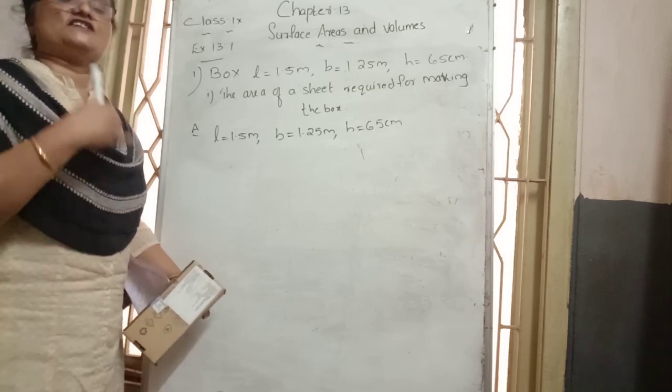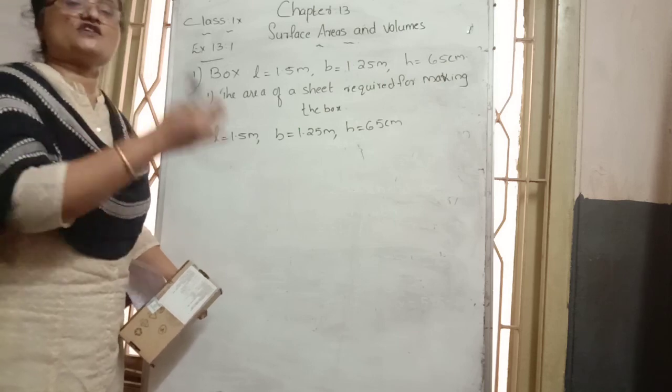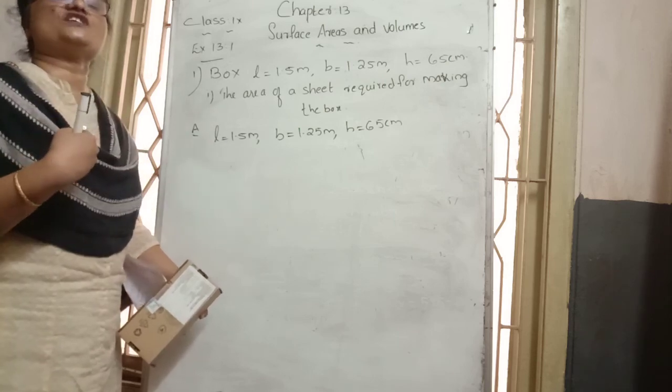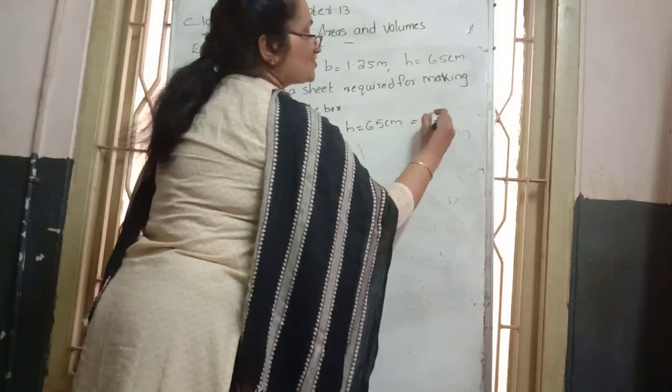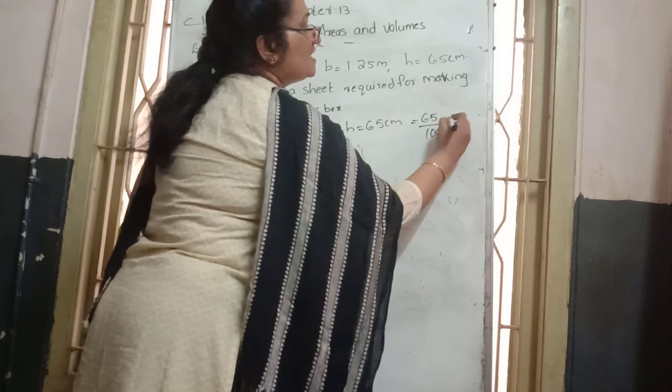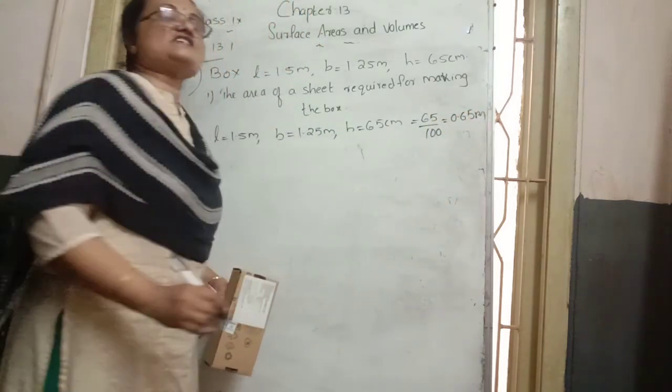Divided with centimeter and meter, the relation becomes 100. That's why smallest unit converted to highest unit means divided by 100. That's why we convert 65 divided by 100. So we get 0.65 meter as the answer.